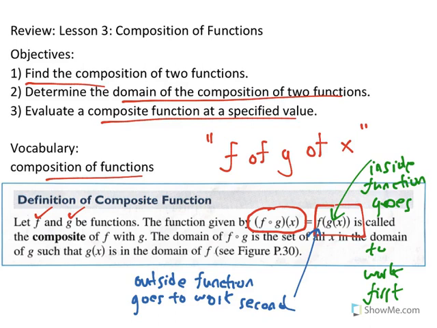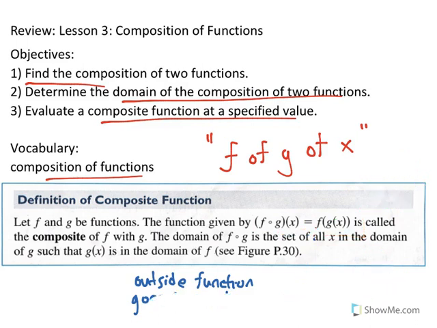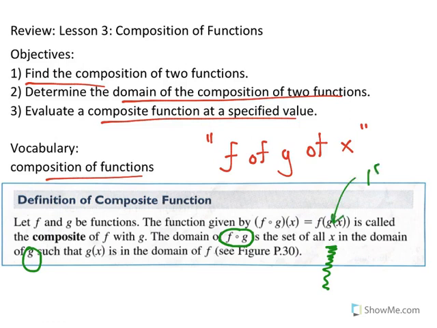So let's take a look at the rest of the definition. This is the definition of composite function, and we explained it conceptually. Now the domain of the composite function is the set of all input values in the domain of the function that goes to work first. Remember, the inside function goes to work first. So the domain of the composite function is the set of all x in the domain of the first function, or the inside function, such that the output values from the first function can be taken as input values for the second function.